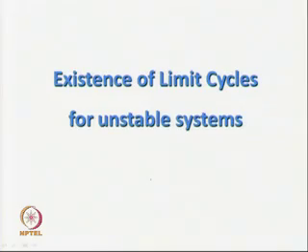Welcome to the lecture titled Existence of Limit Cycles for Unstable Systems. Unlike stable systems and integrating systems, unstable systems may not yield stable limit cycle output, and unless we obtain stable limit cycle output, it will be difficult to identify the parameters of transfer function models. Some simple integrating processes and all stable processes always guarantee stable limit cycle output under relay control, and that is not so for the case of unstable systems, open loop unstable processes or systems.